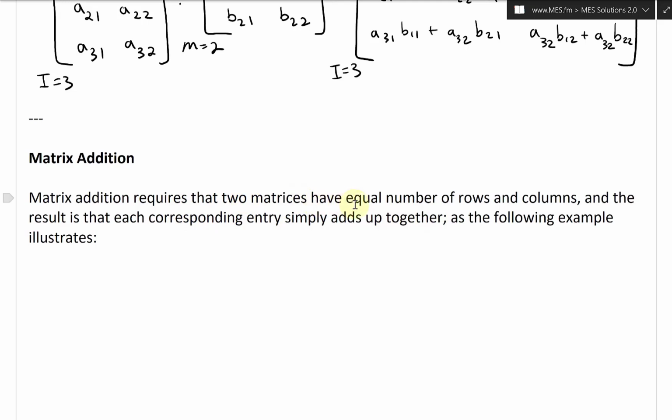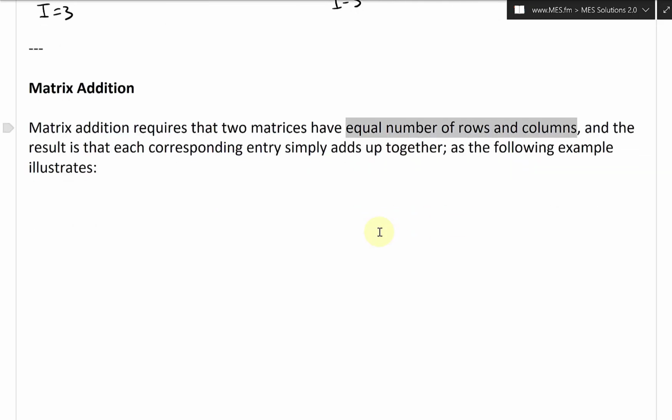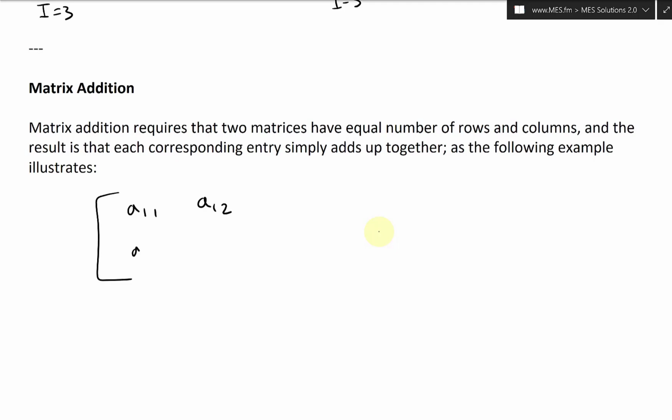Basically, two matrices have to have an equal number of rows and columns, so they need to be the exact same size. So in other words, this is how it's defined. If we have A11, we'll just do a simple 2 by 2, and we just add up each corresponding one. So this is A11, A12, and A21, A22. The first number is the row, the second one is the column. So A11, A12 means first row, second column.